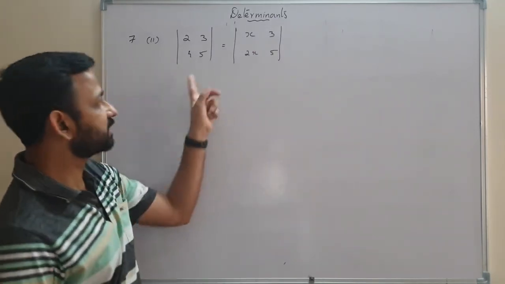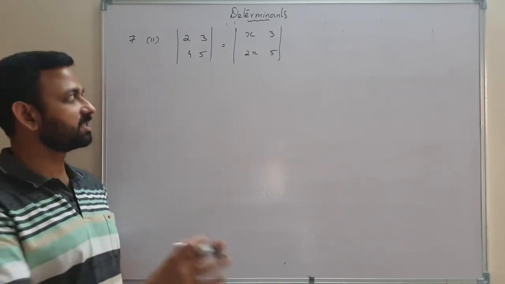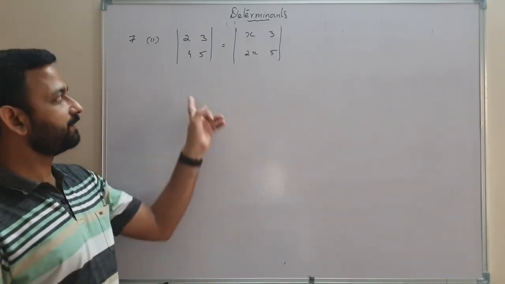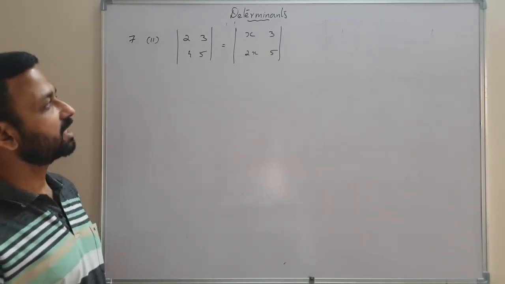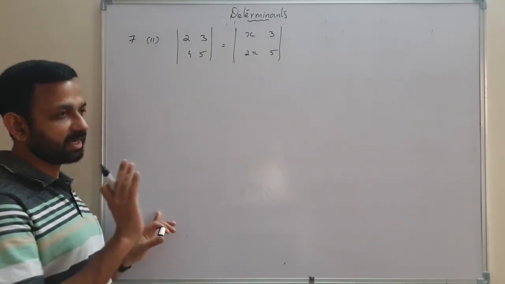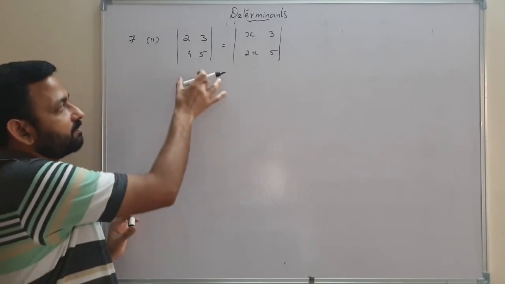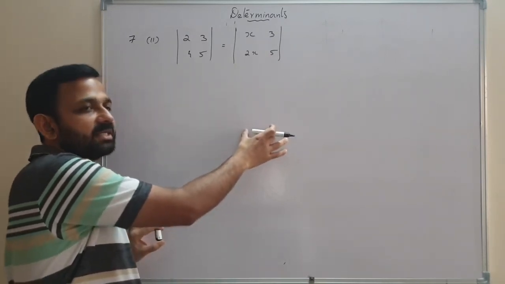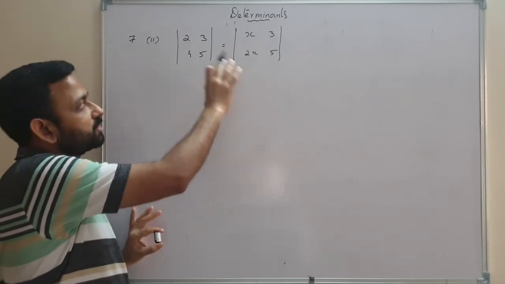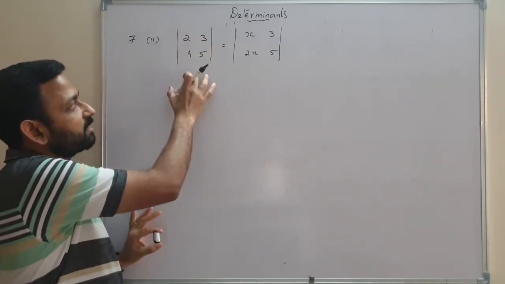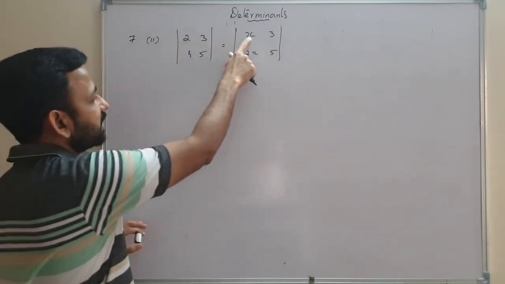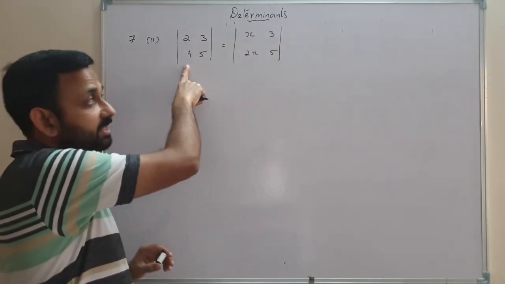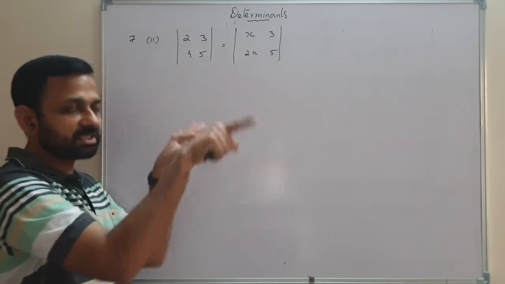If two matrices are equal, then the corresponding elements are equal. But if two determinants are equal, then we cannot say the corresponding elements are equal. The value of this determinant and the value of that determinant will be same, because a determinant represents one element. So we cannot say here x is equal to 2 and 2x is equal to 4. If it is a matrix, it's okay.